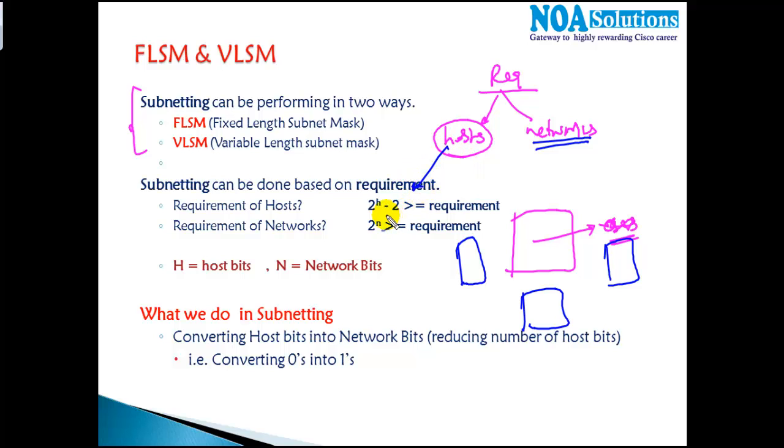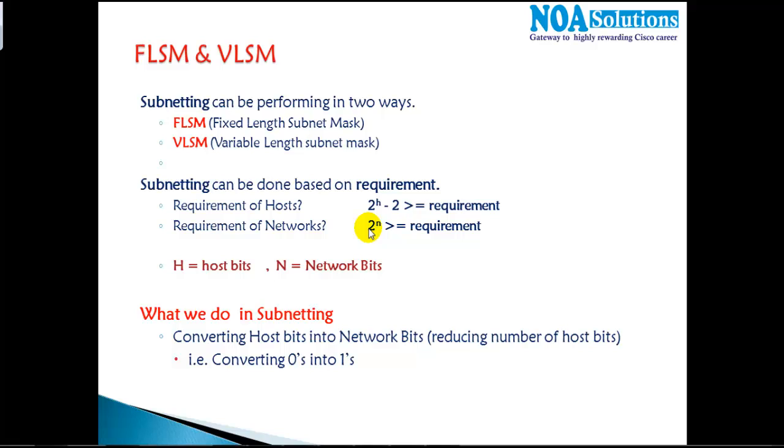So if you are calculating based on the host, we use this formula: 2 to the power of h minus 2 greater than or equal to the requirement, where h is your host bits. And if you are calculating based on the network requirement, we use 2 to the power of n greater than or equal to the requirement. Okay. So these are the formulas. We'll be using these formulas when we start the actual calculations in our next video.